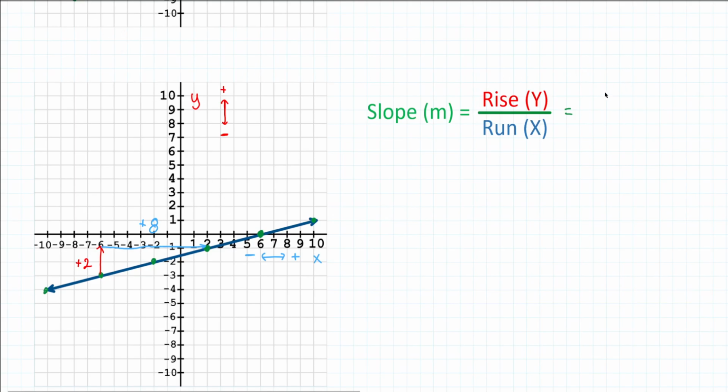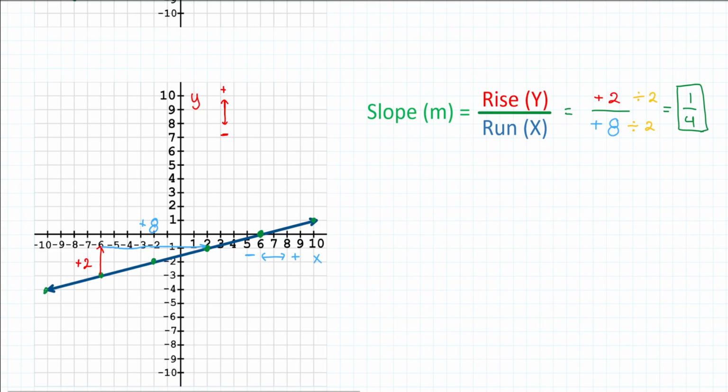Now I'm going to put that in rise over run. Positive 2 over positive 8. Now let's simplify it. Remember, simplifying just means finding a number that divides the top and the bottom. 2 can be divided by 2. That's an easy one. And 8 can be divided by 2. There you go. This simplifies into 1 over 4. Positive 1 over positive 4.